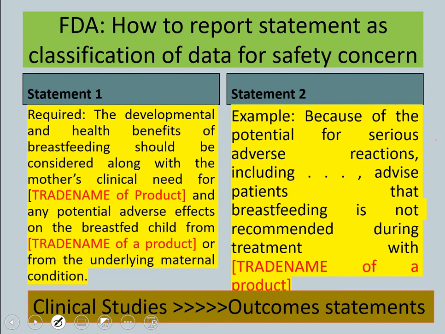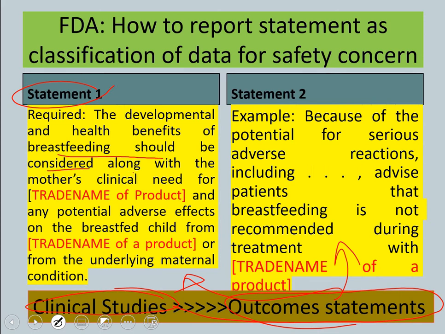In the other case, when you get clinical studies as required by the FDA, there may be a study outcome, and these outcomes may be narrated in one of two statements. Statement 1: if you get a waiver and an approval, then the developmental and health benefits of breastfeeding should be considered, along with the mother's clinical need for the product, for which you have carried out the studies, and the potential adverse effects on the breastfed child. So here you consider benefit versus risk.